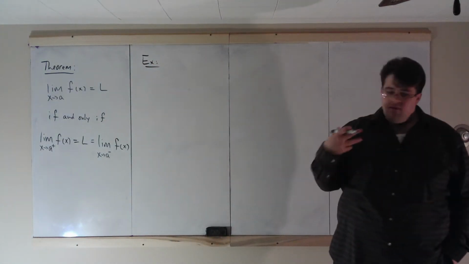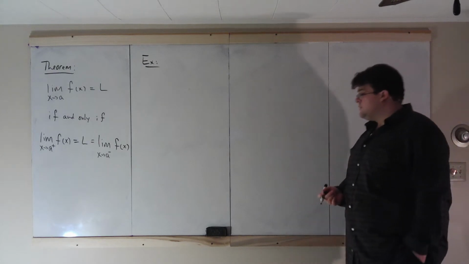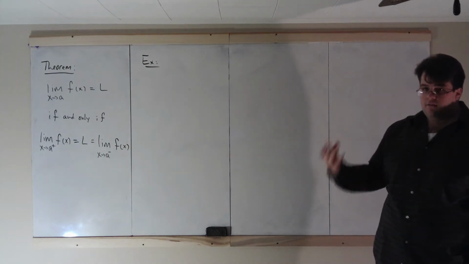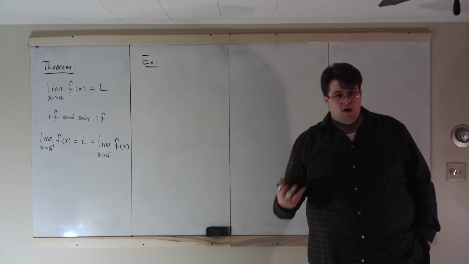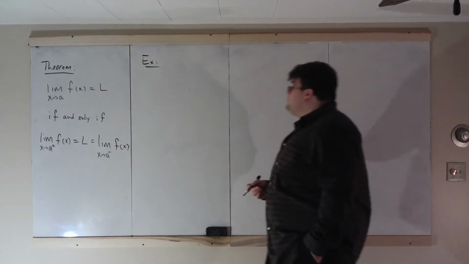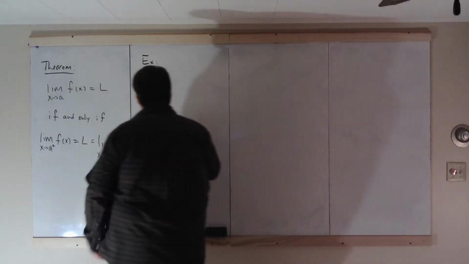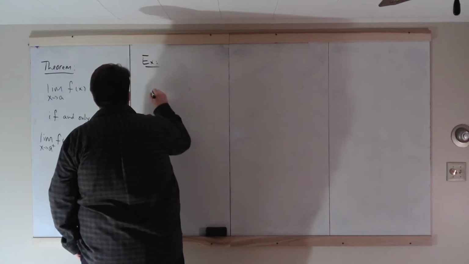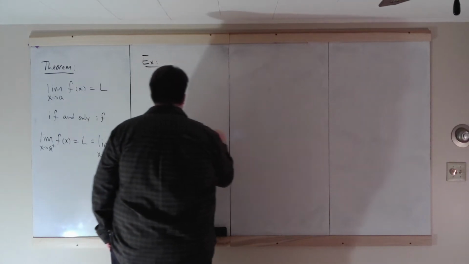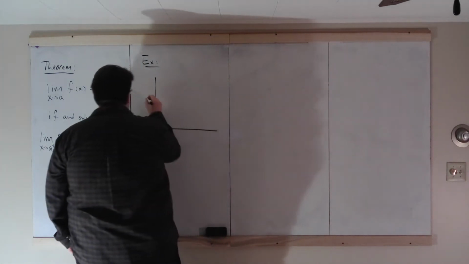So these limits have nice graphical interpretations. They also have very convenient algebraic interpretations. But before we talk about the algebraic interpretations, let's look at two more graphs. So let's take this graph.